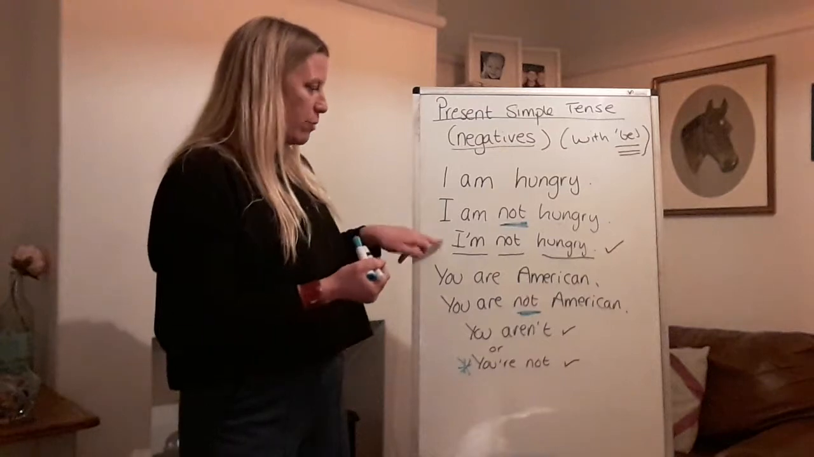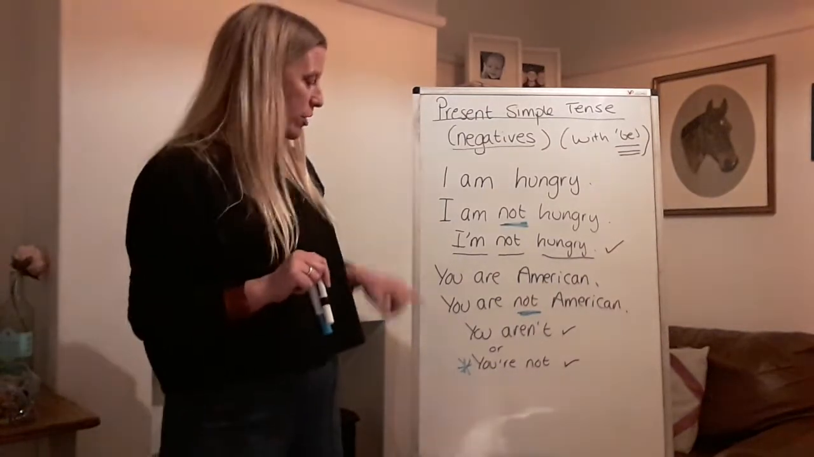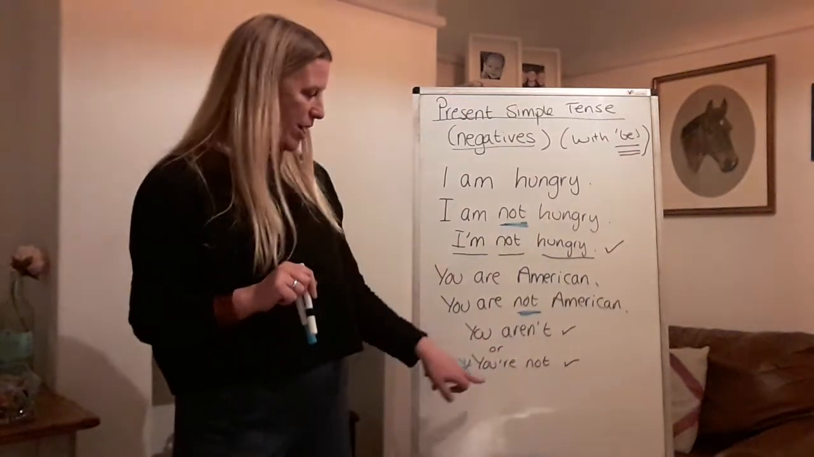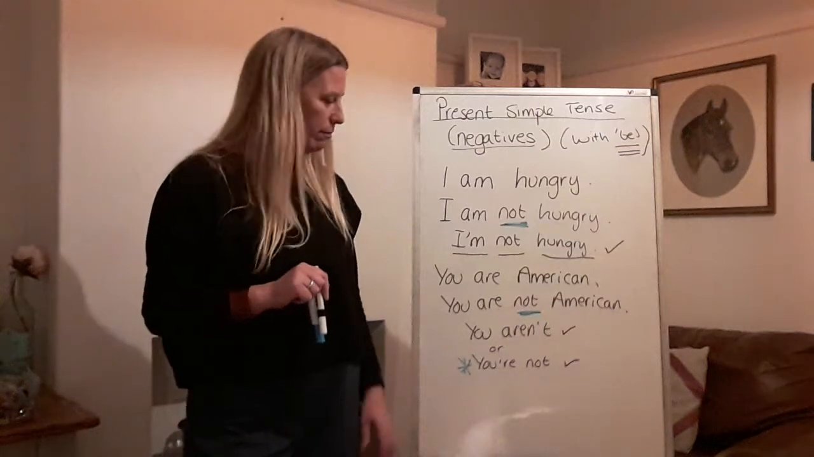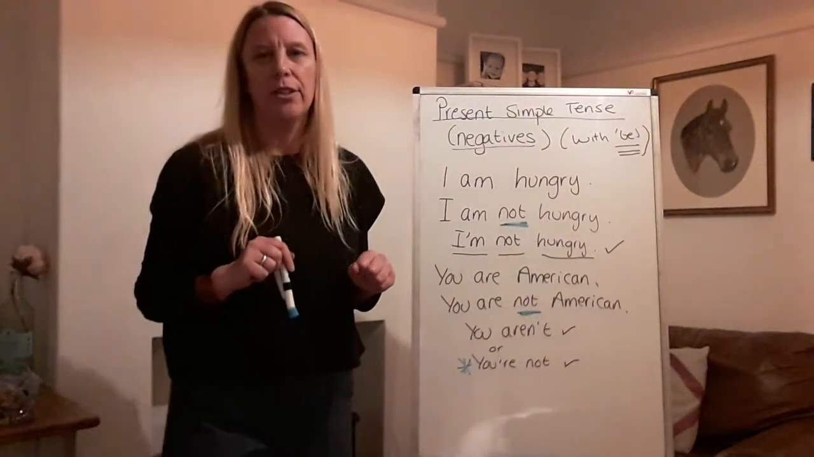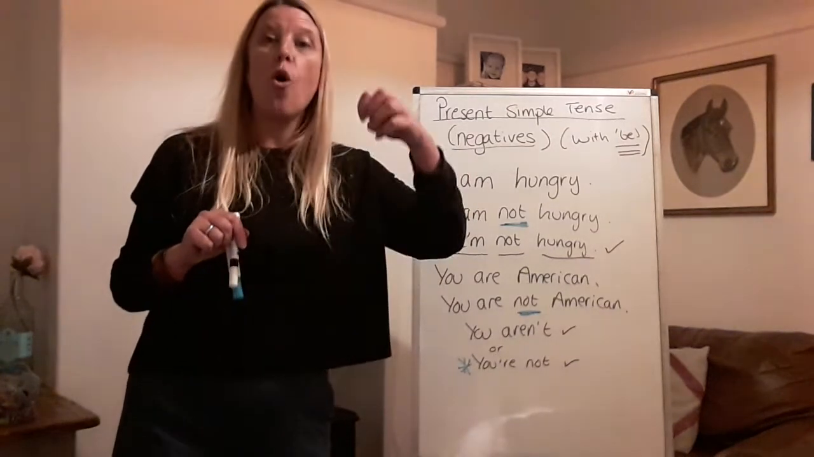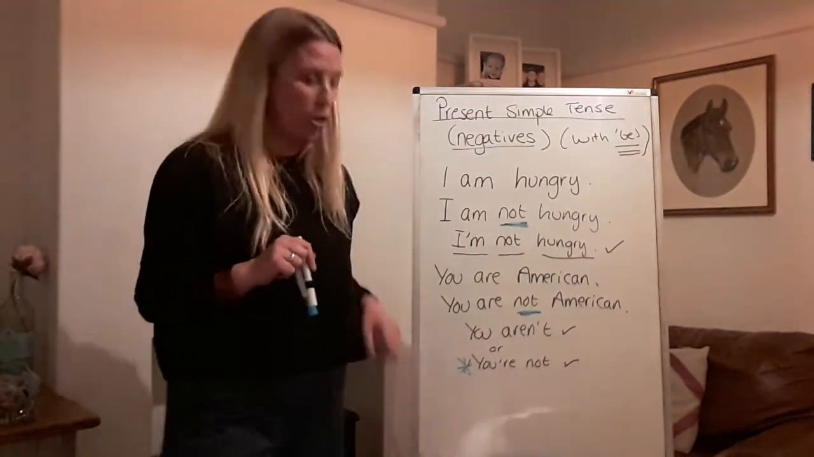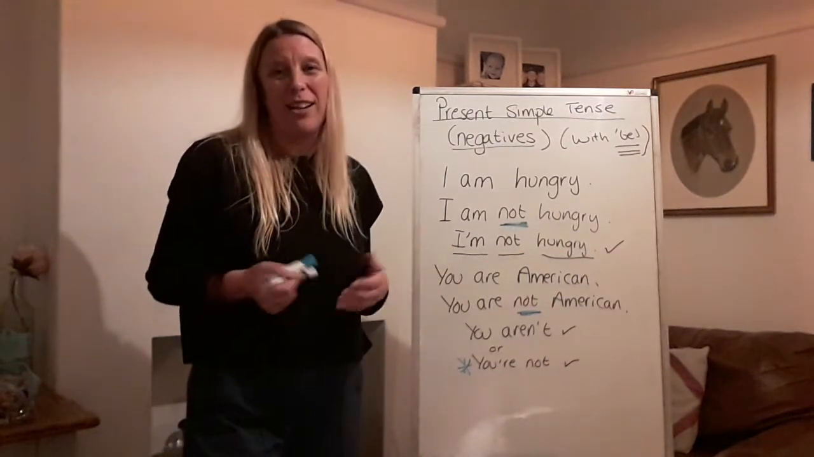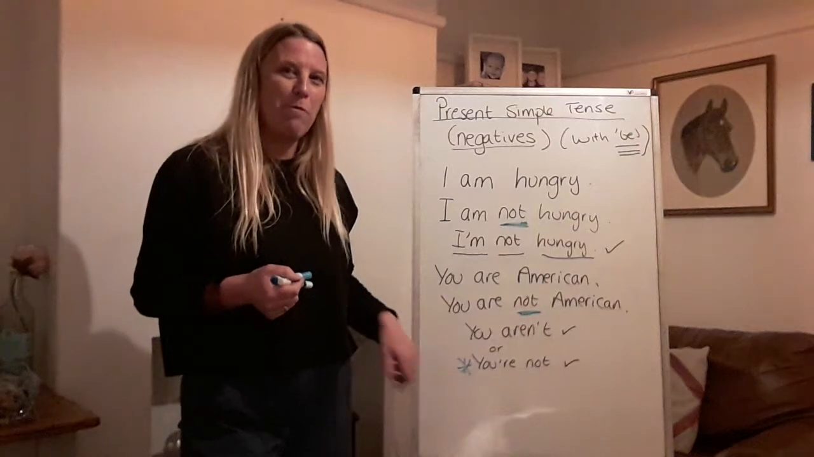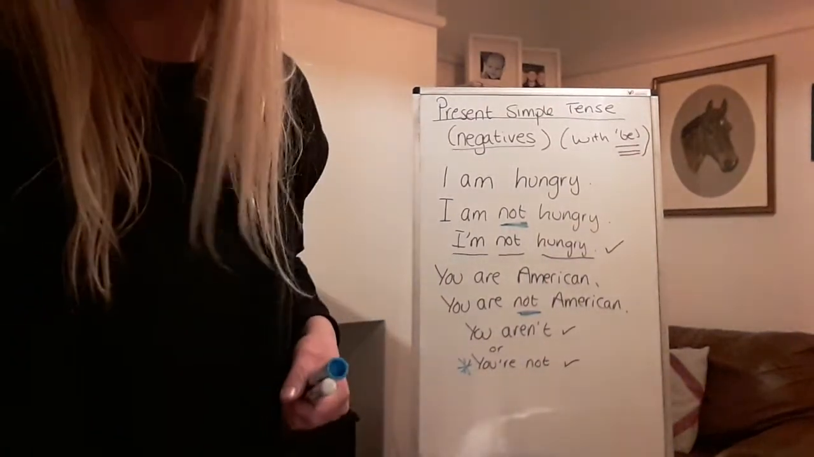Because this one we always say I'm not. That's the only way we shorten, I'm not. And this is more similar because we're contracting the you are to you're not. You're not American. You are Polish, you're not Polish, you're not. But you can say you aren't. Both are correct. But I would say that a lot of people probably say you're not. Okay, I'm just going to show you the rest.